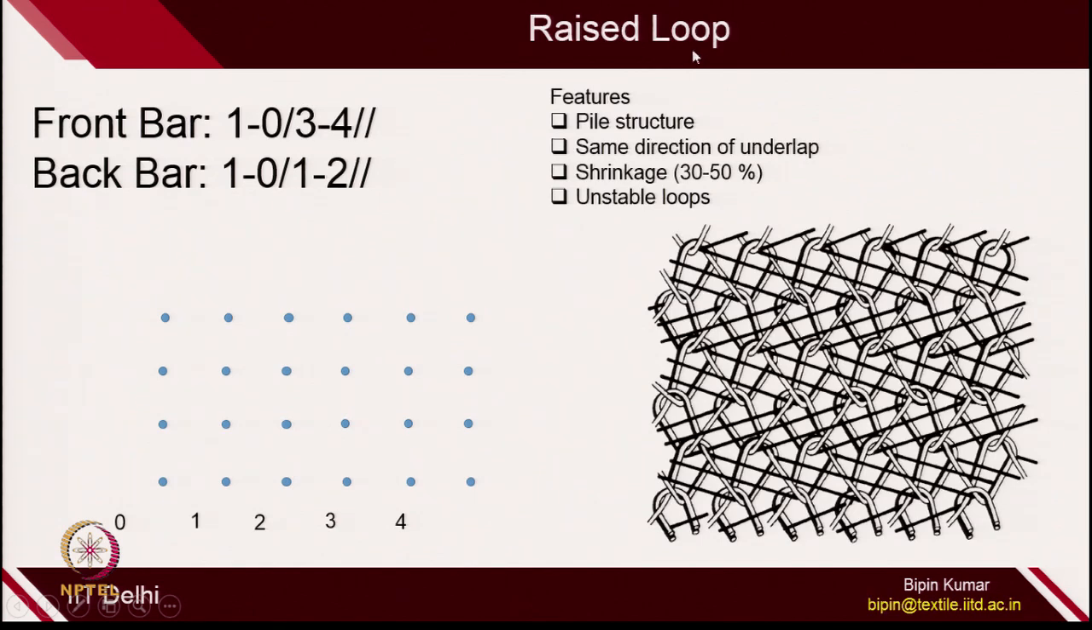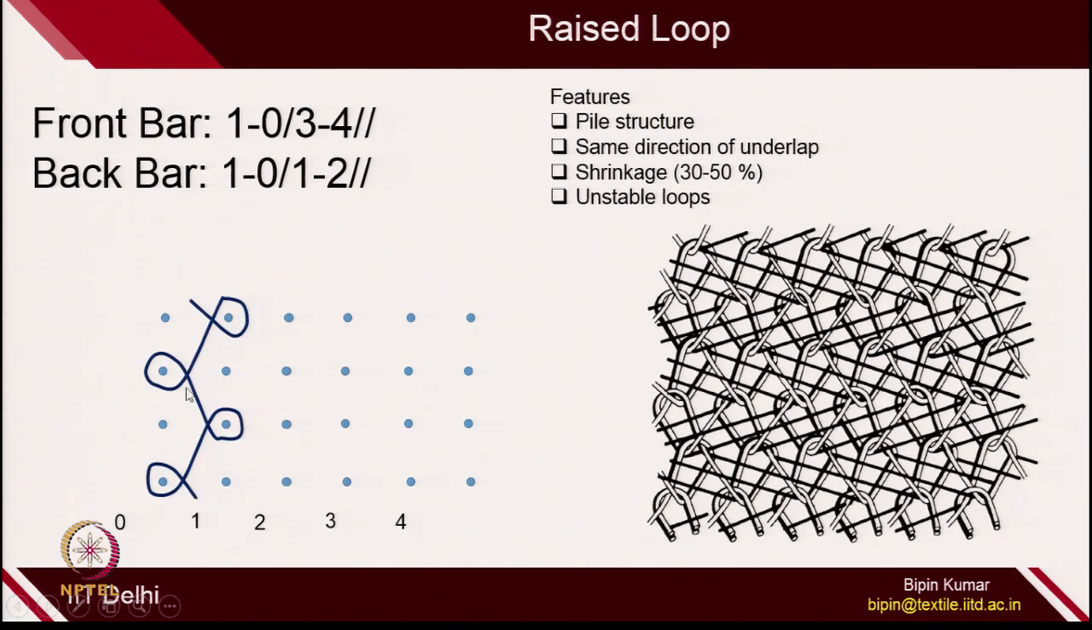Now, let us move to the raised loop. In raised loop, it is similar to the satin, but the only difference is the direction of overlap and underlap are changed. If you see the front bar, it has 1034, and the back bar has 1012. The overlap is in the same direction at the same time, and the underlap is also happening in the same direction at the same time.